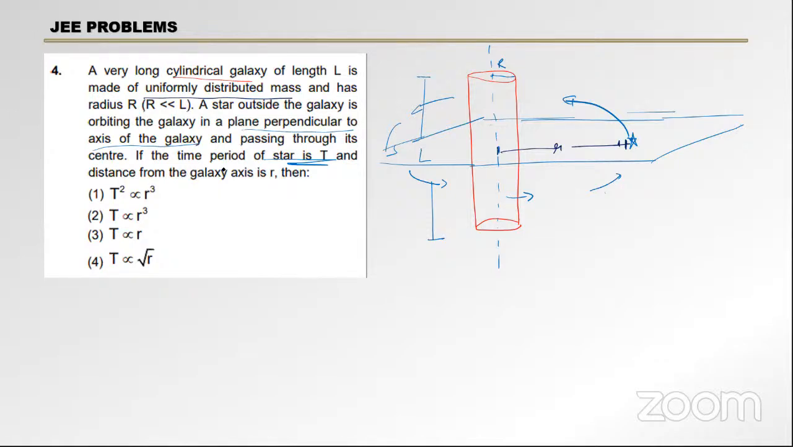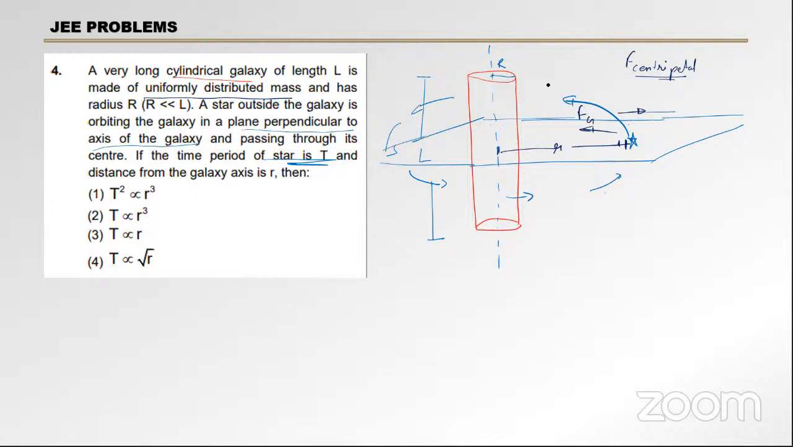There may be some planets and all inside this. So there are uniformly distributed masses inside this. So it will attract this star with some gravitational force, correct? It will attract it like this with this force. And it is rotating. So it will have an outside force. Sorry, this is not centripetal, this is gravitational.